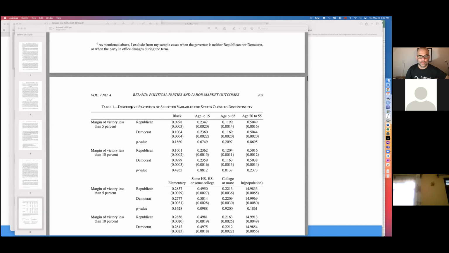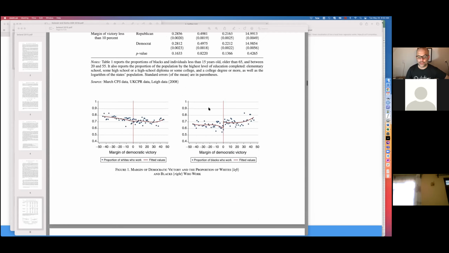So what do they do? All right, descriptive statistics, I'll skip that. Here's some pictures, like I said, main results. So notice what we've got for main results.